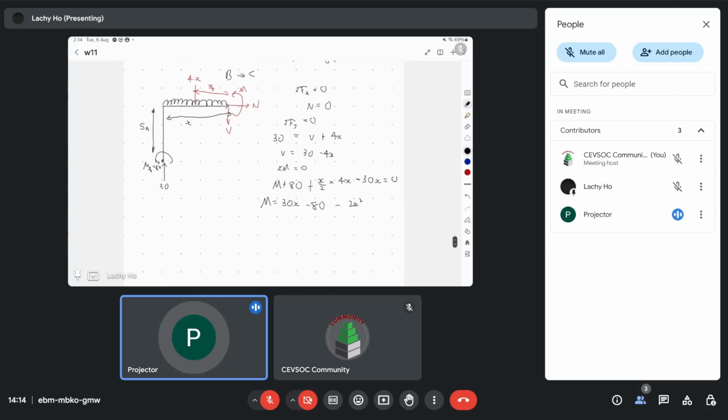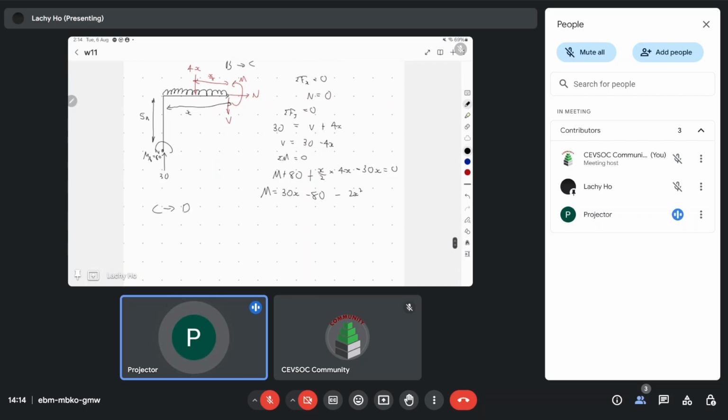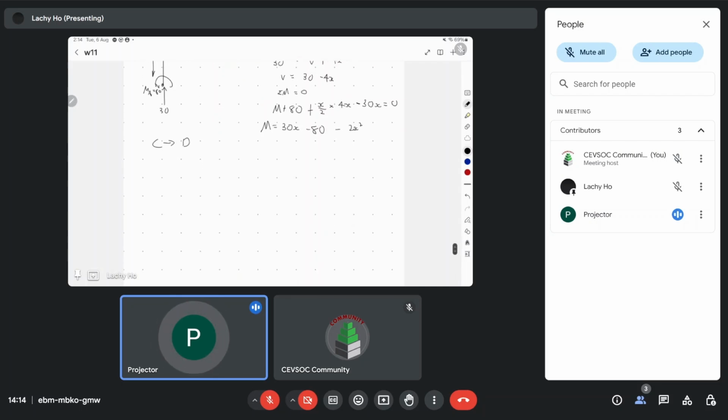So now we've gone A to B, B to C. Next up is C to D, so let's do C to D. Again, we're going to cut right before D and draw everything else up until that point. This is 4x, this is 5, this is 5, and then we have our 30 and our moment, which is 80.